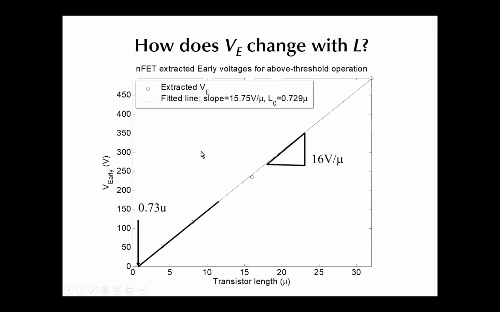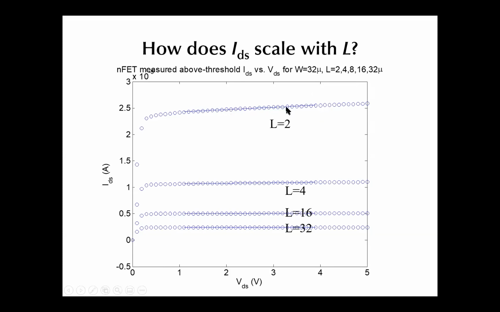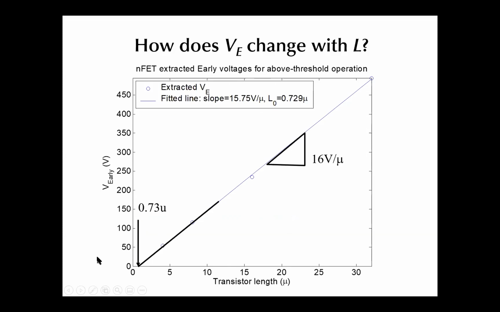You can also compute what the early voltage is from the slides by looking at where the slope of this line hits the x-axis, right? And that's your early voltage. If you plot that, you can also get a curve of how the early voltage changes as a function of the transistor length. Here you can see the slope is around 16 volts per micron. Any questions?